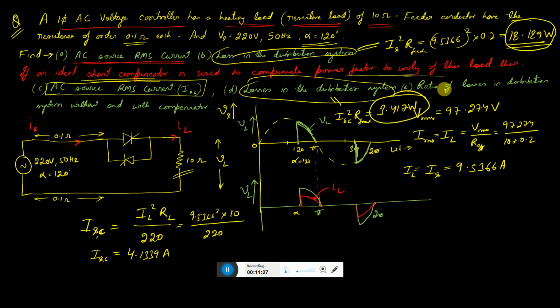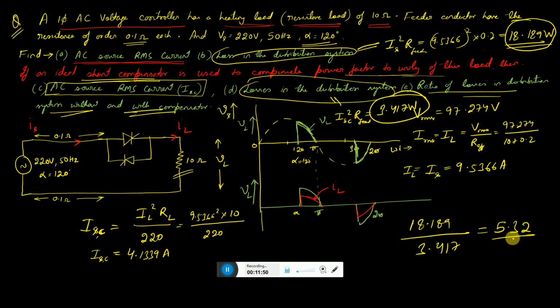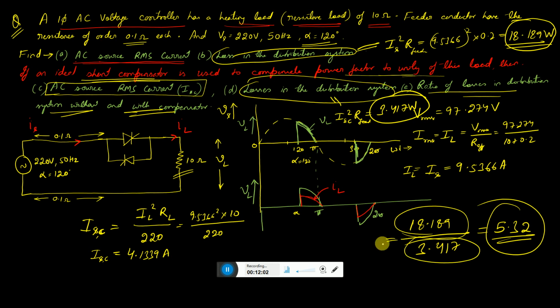If you take the ratio of the distribution system losses without and with the compensator, without the compensator it is 18.189 and with the compensator it is 3.417. The ratio of these two comes around 5.32. So by using a compensator we can reduce the loss by 5 times, or without the compensation the losses are 5 times more than with compensation. That's the ratio of the losses in the distribution system without and with the compensator.